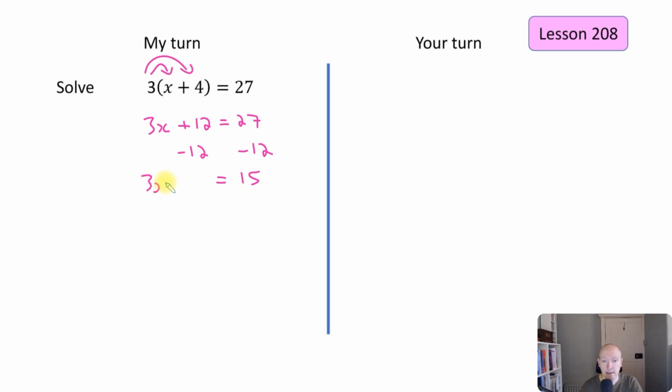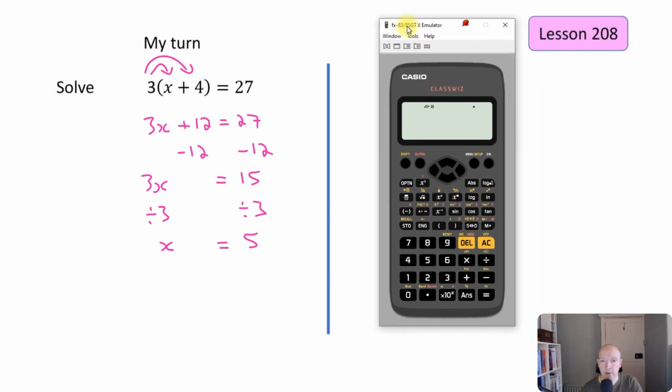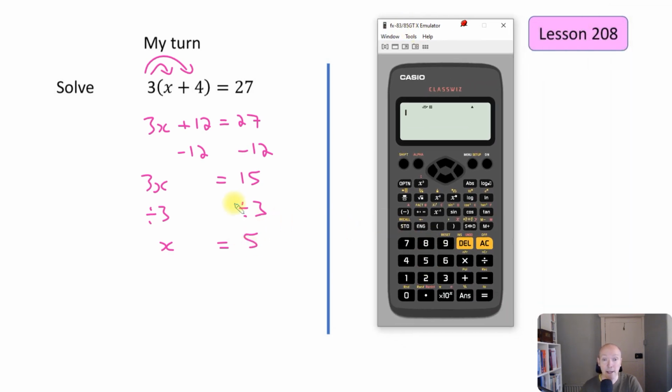That leaves me with 3x. And I've got a times 3 I don't want. Opposite times 3 is divide by 3. So I'll divide this side by 3. So that'll be x, and 15 divided by 3 is 5. Again, we can grab a calculator and put that straight in. So all I'm going to do, again, is just rewrite this side here, replacing the x with 5. So 3 brackets 5 plus 4 close brackets equals 27. Great. So we know we're right.